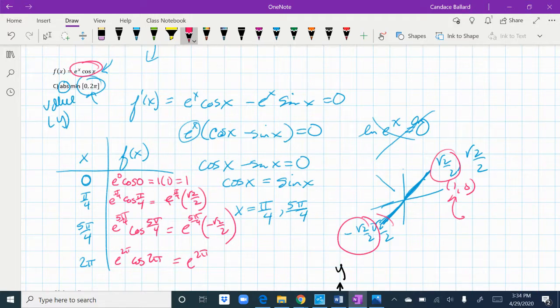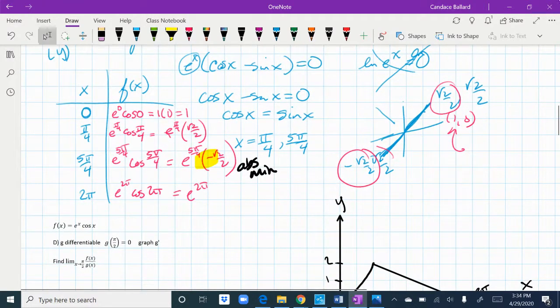Let's go back and read what they actually want me to find. Looking back at my problem, it says we need the absolute minimum. That's good news, because I don't know in my head what e to the pi over 4 is, or what e to the 2 pi is. But I do notice that there's only one that is negative. So that one right there has to be your absolute min. So I probably need to write that down.